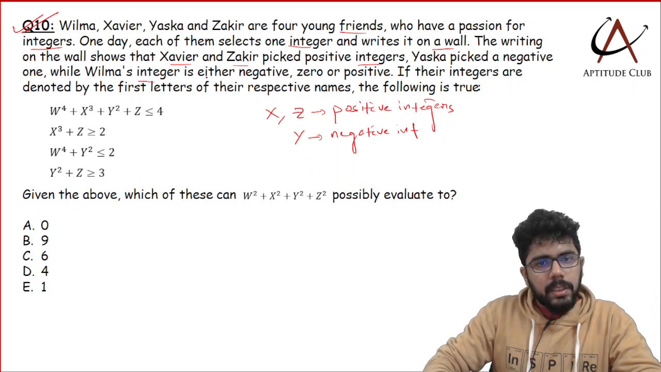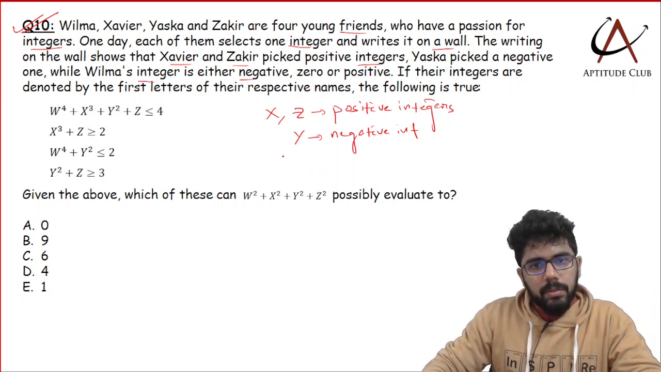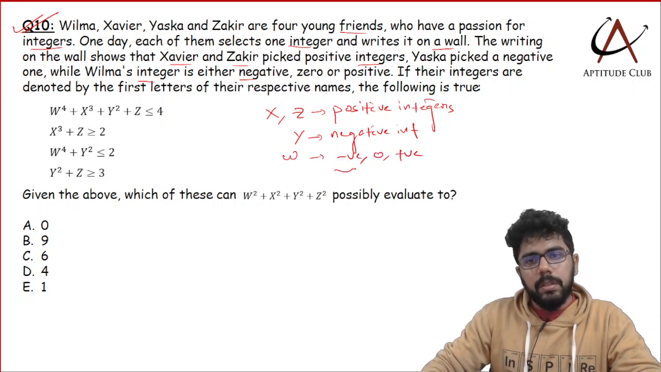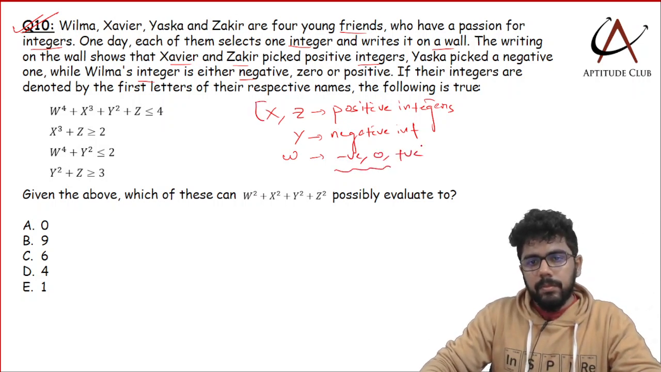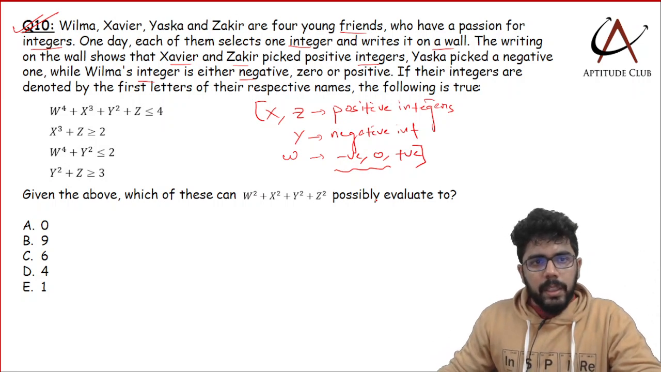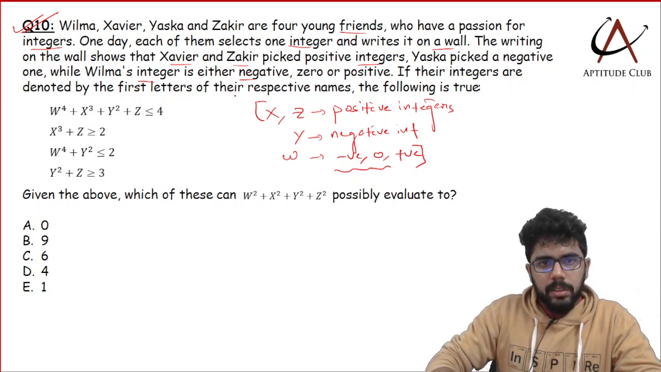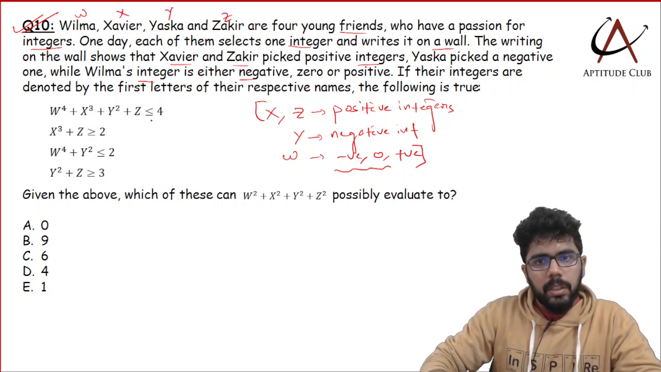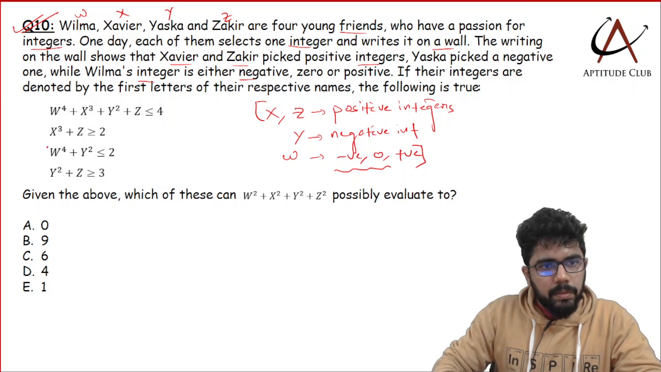While Wilma's integer is either negative, it can be negative, zero, or positive. Now if the integers are denoted by the first letters of their respective names, that means W, X, Y and Z. Okay, and these are the information given.